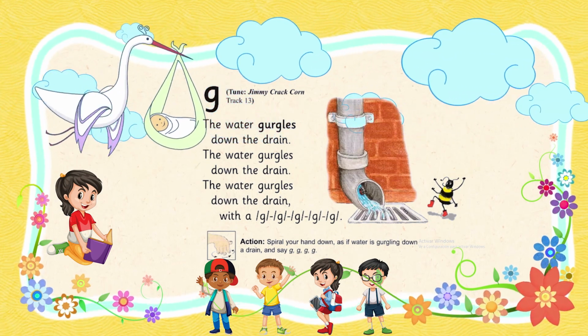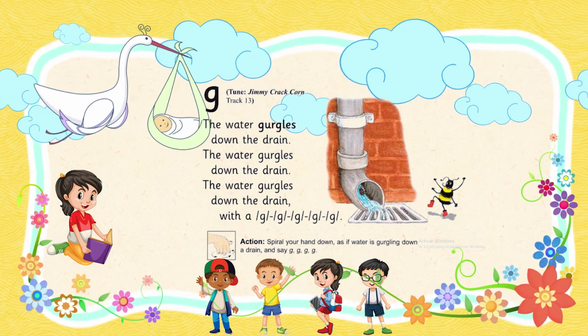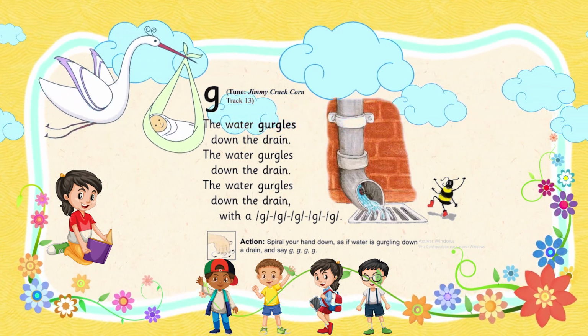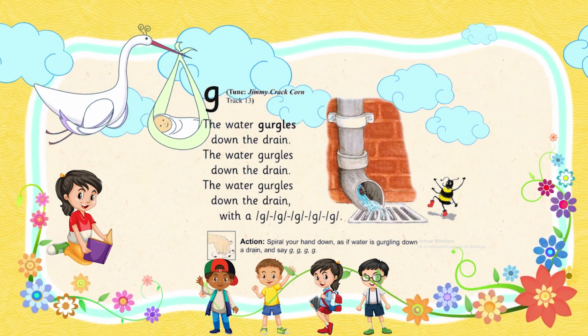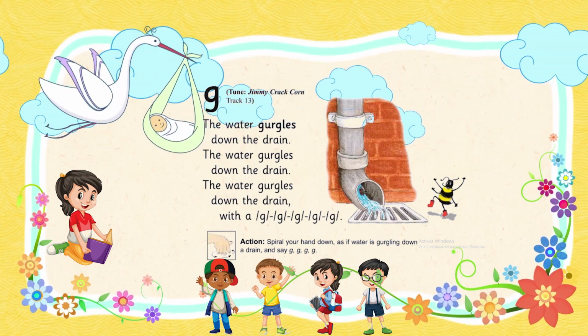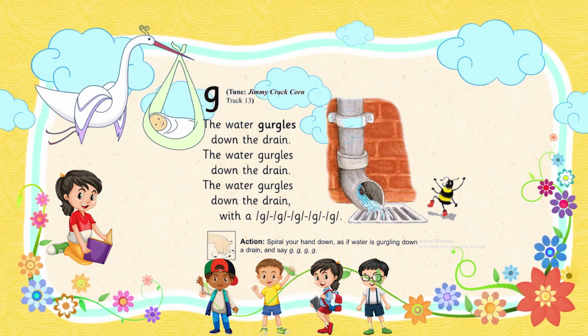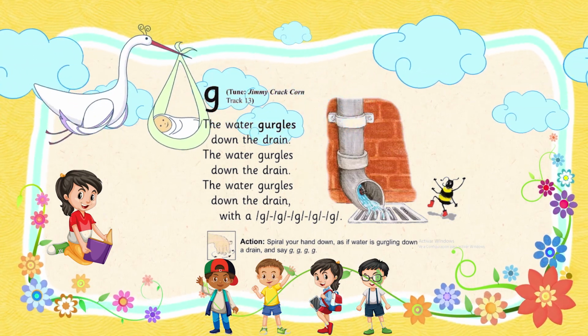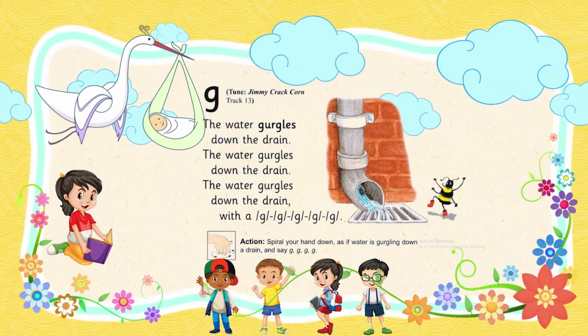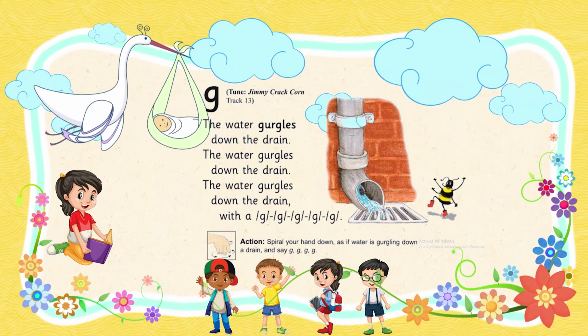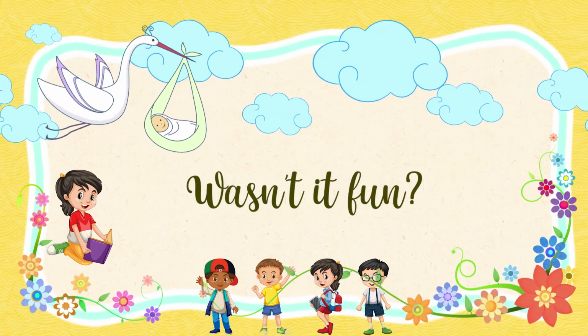Let's read the Jolly Phonic poem of G. Water gurgles down the drain, water gurgles down the drain, water gurgles down the drain with the goo, goo, goo, goo, goo. Let's read it again. Water gurgles down the drain, water gurgles down the drain, water gurgles down the drain with the g g g g g. Wasn't it fun?